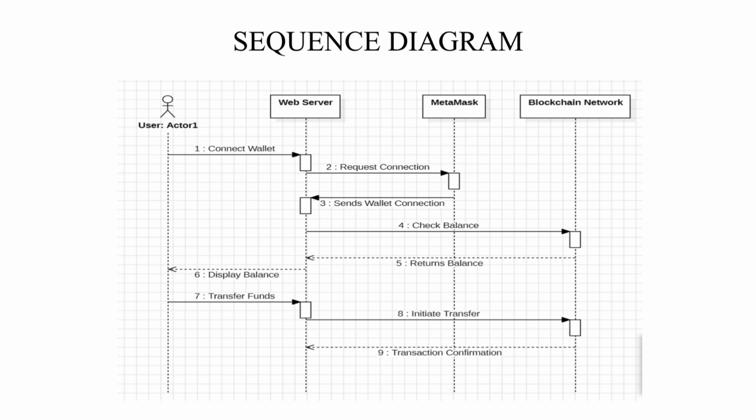The sequence diagram shows the flow of process and interaction within the system. The user connects their wallet to the web server. The web server requests a connection to the user wallet. The wallet sends confirmation of the connection to the web server. The web server then requests the user balance from the blockchain network.